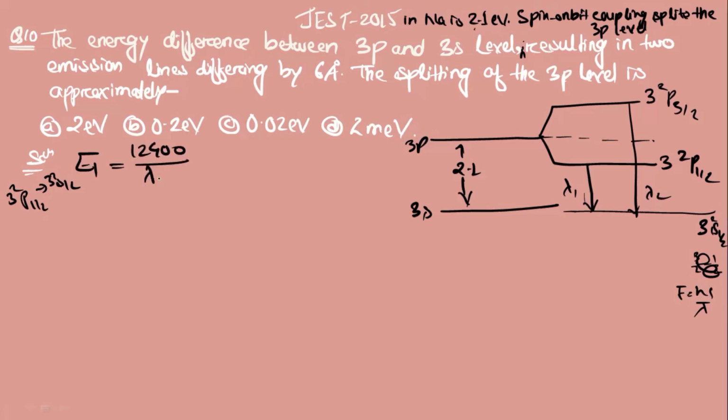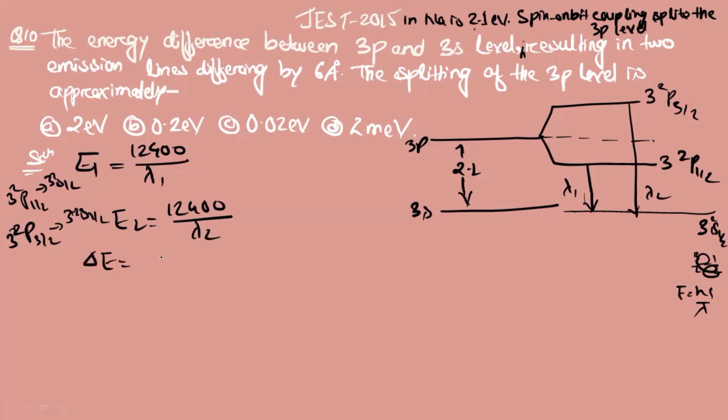E1 is 12400 divided by lambda 1. Okay, what is next? 3 2, it's not square, it's 3p 3/2 to 3p 1/2. So E2 will be equal to 12400 divided by lambda 2. So you can write delta E, it will be E2 minus E1.